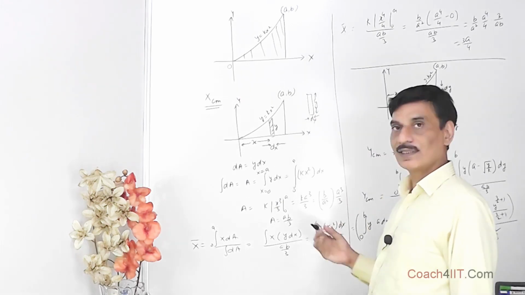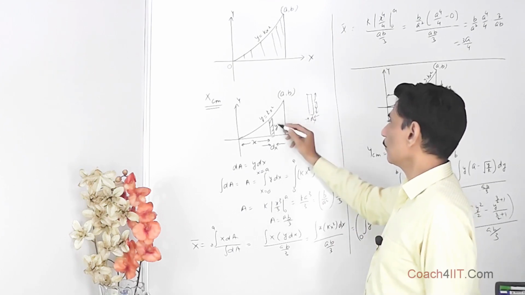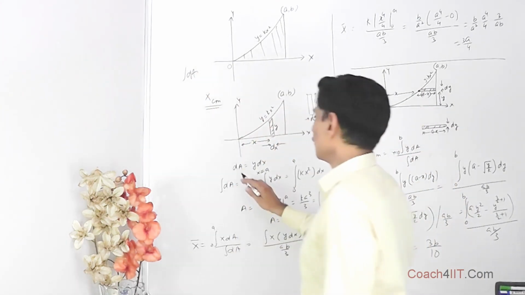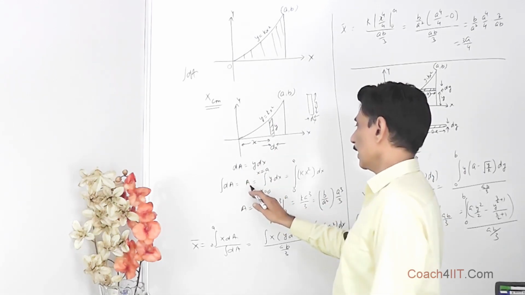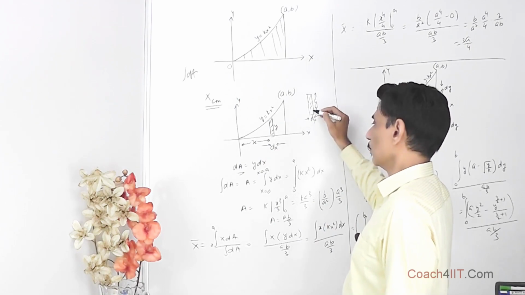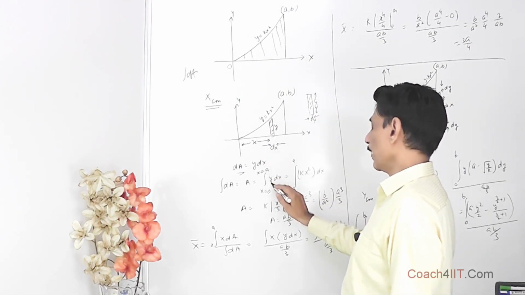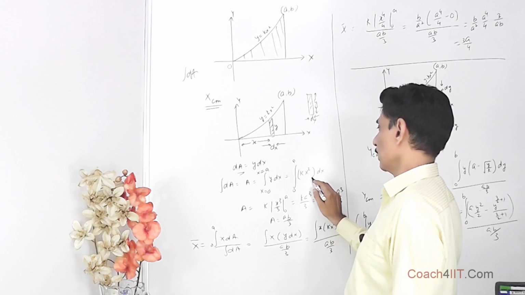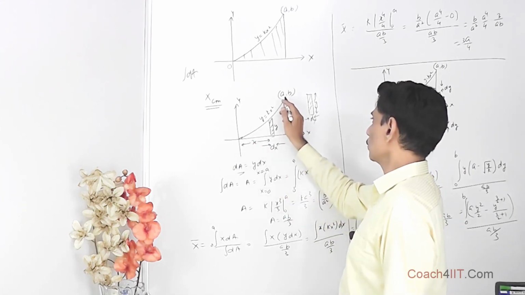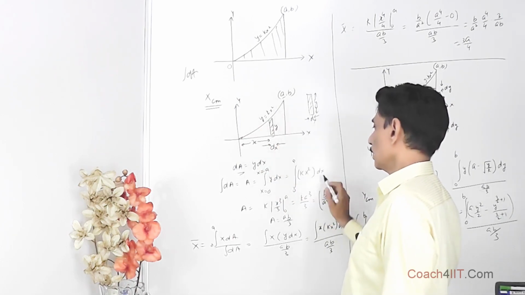First let's find the total area of this spandrel, which is integral of dA. What is the differential element of this area? It is length into breadth, because this is a rectangle only, y into dx. So y into dx, what is y? Y is equal to kx square. So in terms of x, the limit of x goes from 0 to a, dx.